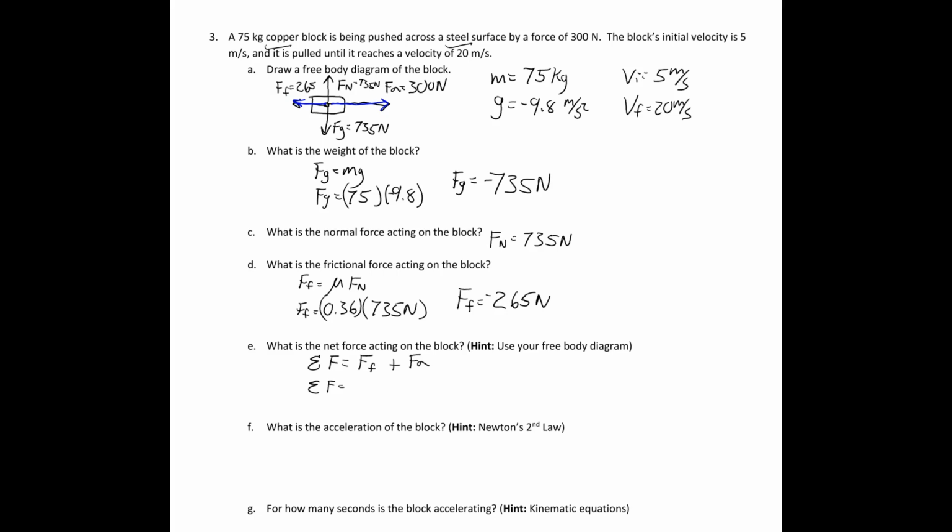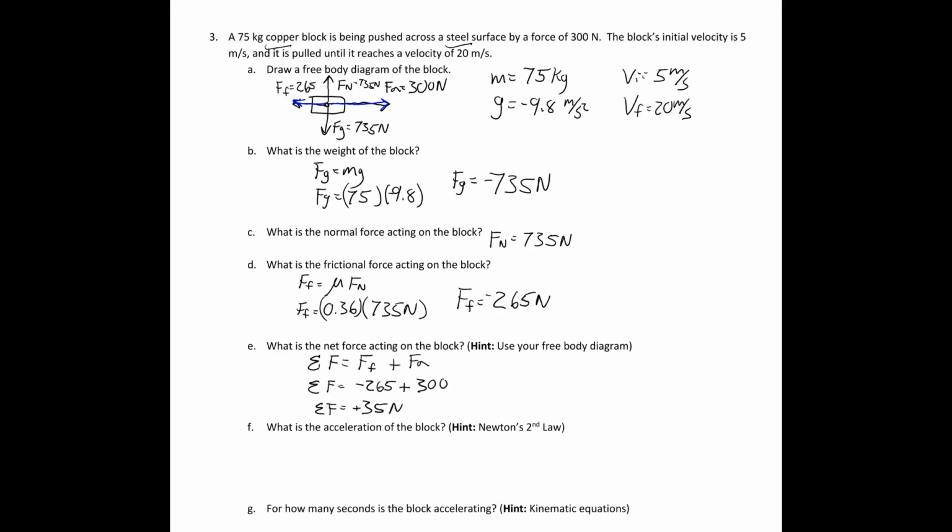It's just the sum of all the forces, and now you ask yourself, okay, what direction is the frictional force going? I drew it going to the left, so you make that negative. Plus the applied force. That's going to the right, 300 newtons to the right. So the net force is the sum of those two forces, which is 35 newtons to the right. You get a positive number, which makes sense. That's what we would expect because you're accelerating to the right. You're getting faster in the direction of your applied force.